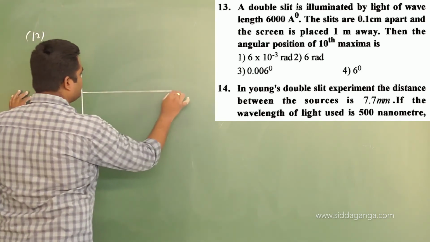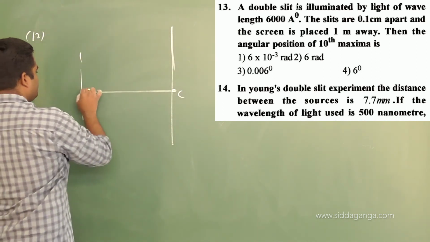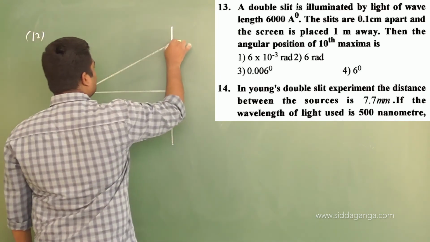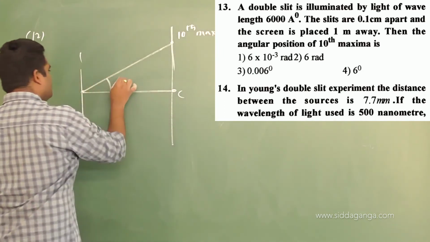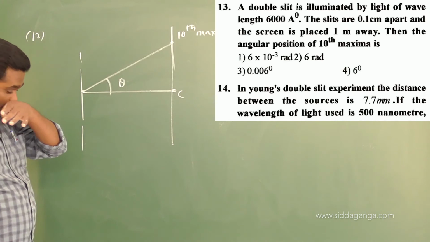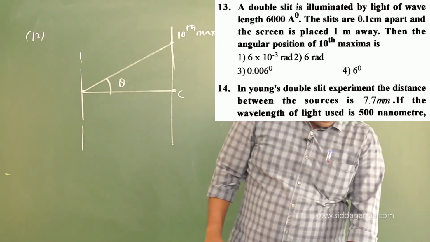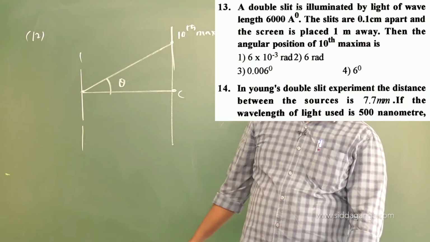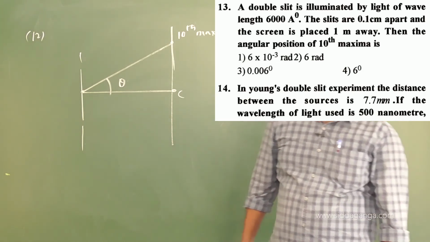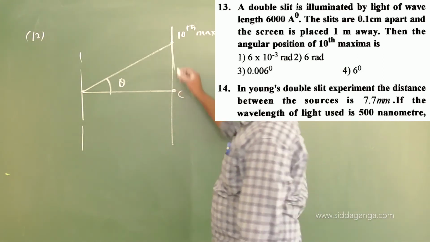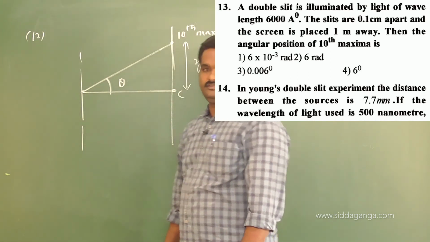You know what angular position means; generally we studied that in diffraction. This is the 10th maxima, and this is its angular position. How much is the value of that theta? Here tan theta is almost equal to theta. But to find theta, we don't know the value of y, as y has not been given. Keep this point in mind.